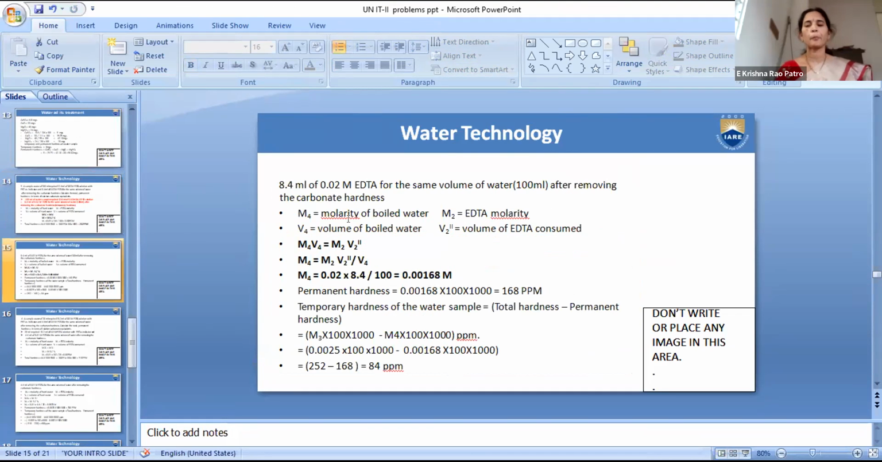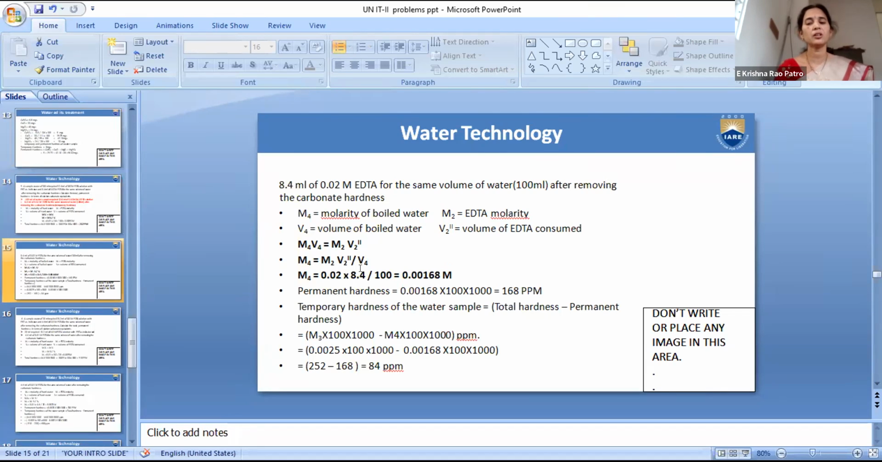Now write down M4. M4V4 is equal to M2V2 double slash. Nobody should leave the class. This is a very, very important class. I'm telling you. M4V4 is equal to M2V2 double slash, so M4 is equal to M2V2 double slash by V4.